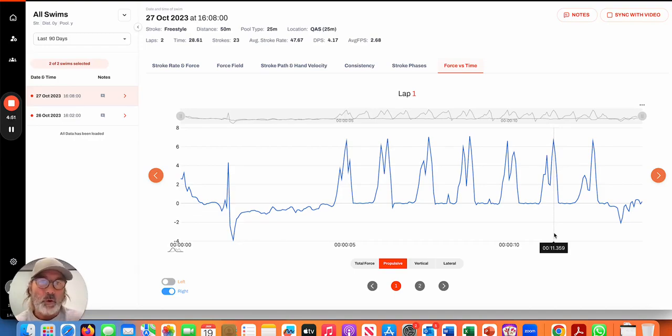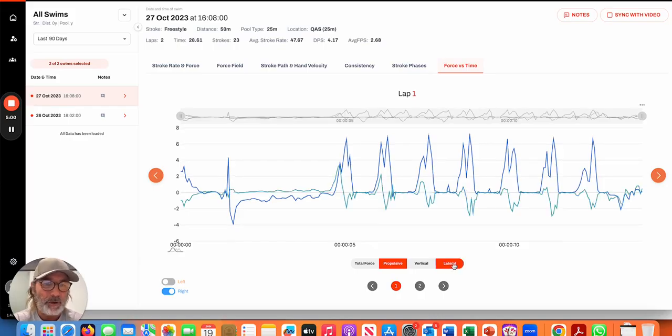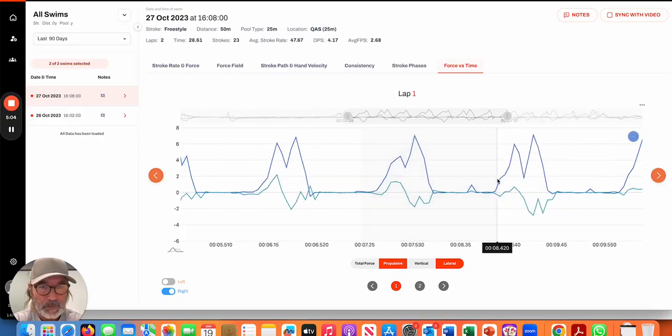Obviously, we don't want to be losing that propulsion halfway through our stroke. How do we find it? So let's look at his lateral in combination. Now it gets pretty interesting for me.